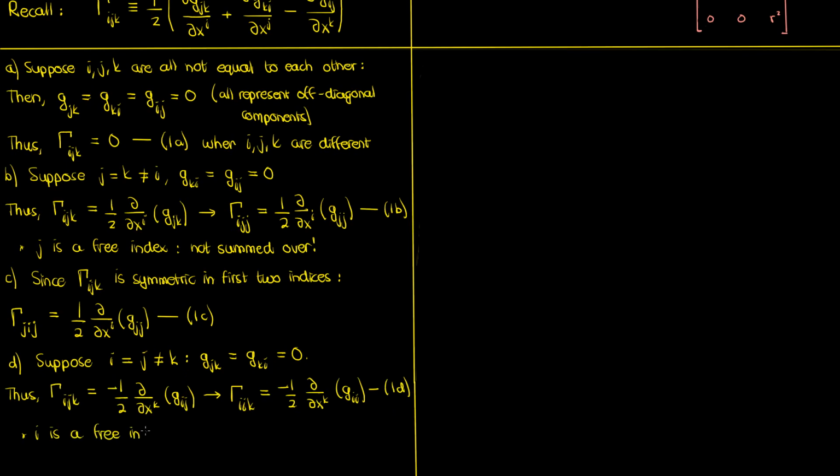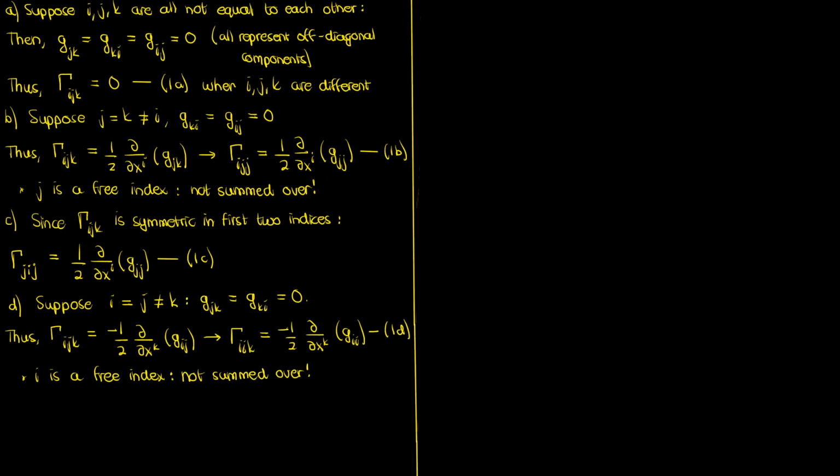Again, we're not summing over the i, which is a free index. We're not writing in terms of Einstein notation here. I'm going to call this equation 1d. And lastly, we'll suppose that all three indices i, j, and k are equal.